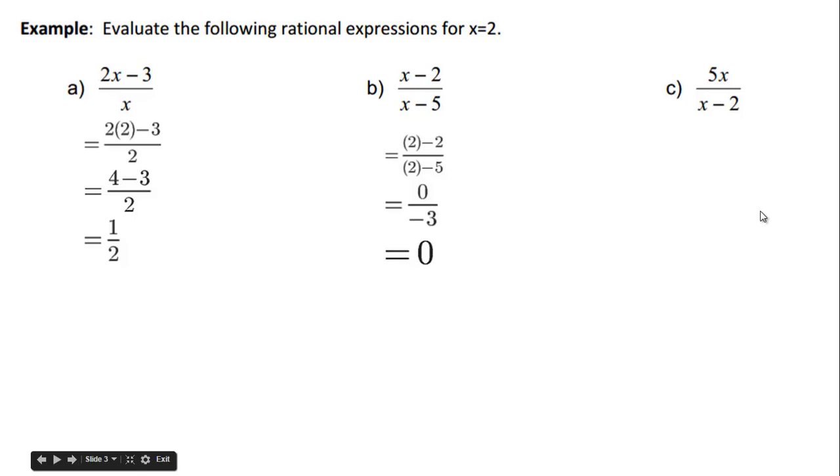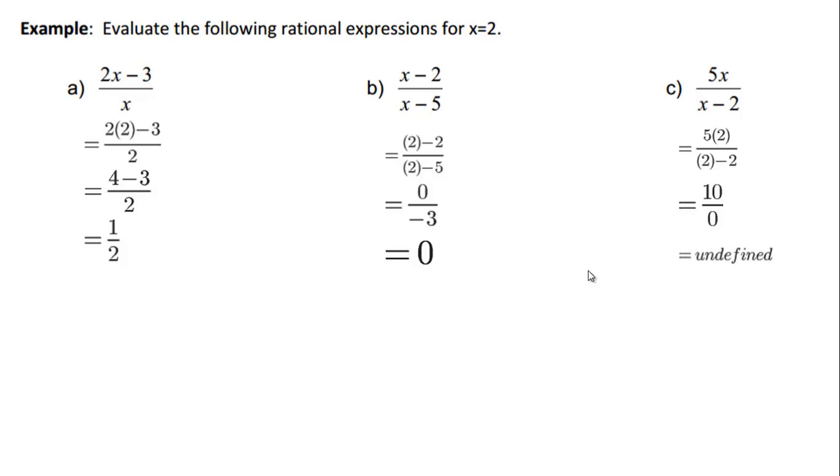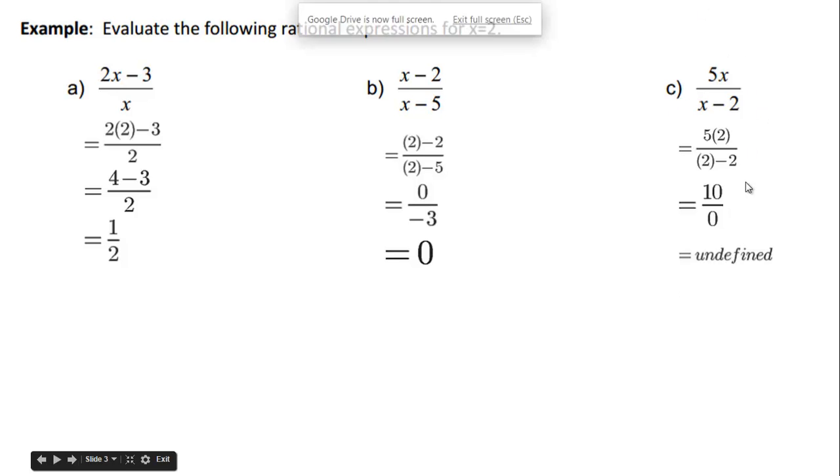And you get a point at (2, 0). The last one's a funny story, though. When you sub in 2, you got 5 times 2, which is 10. 2 minus 2 on the bottom is 0. This is where you end up with a problem. And we call this undefined, just to be consistent with the rest of the world. The word we use is undefined. It's impossible to divide by 0. You get undefined. And so what happens here is, you say that x cannot equal 2 for number c.